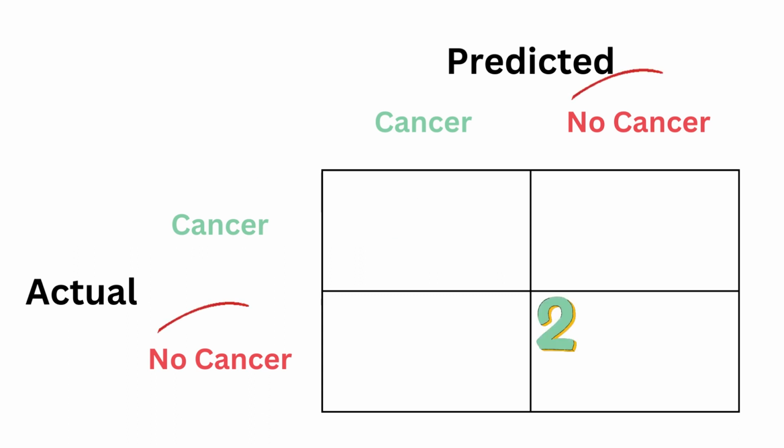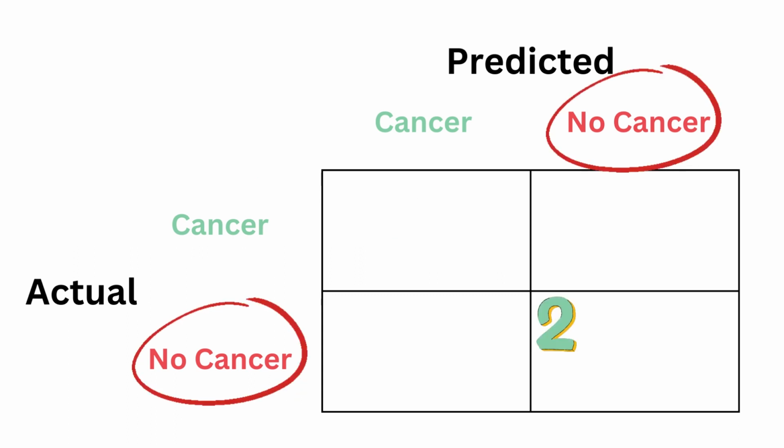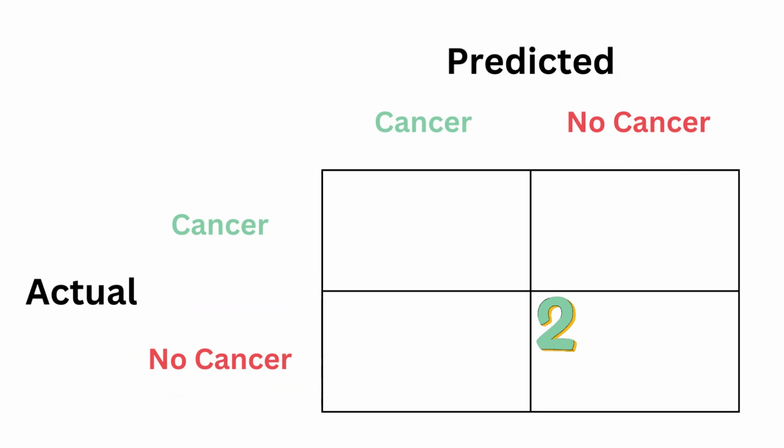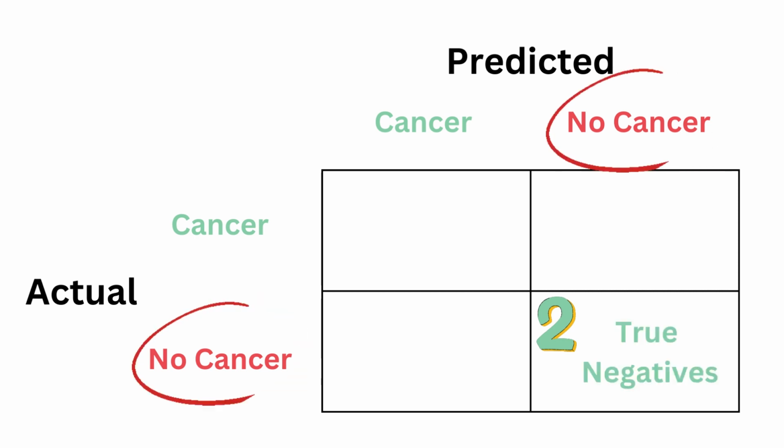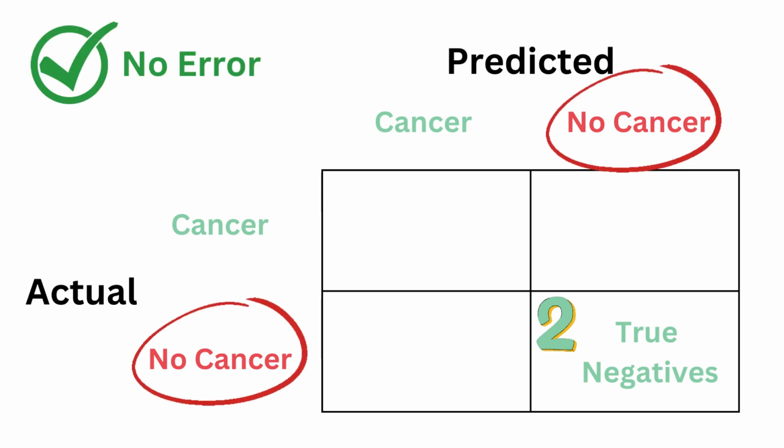Let's see scenario number 2. Here, in reality, the patient does not have cancer and you predicted that the patient does not have cancer. This is called true negatives. This is also perfectly fine. This is also a correct prediction. Hence, there is no error.